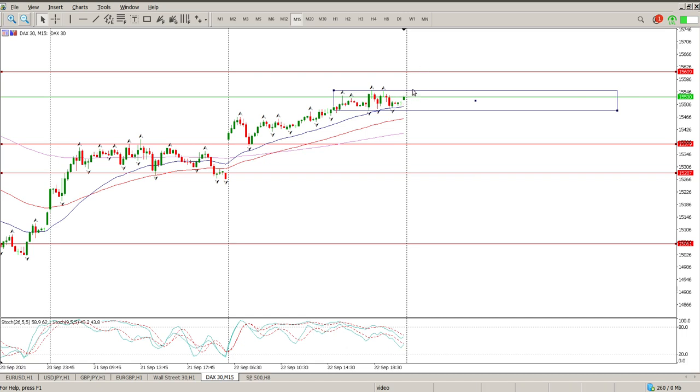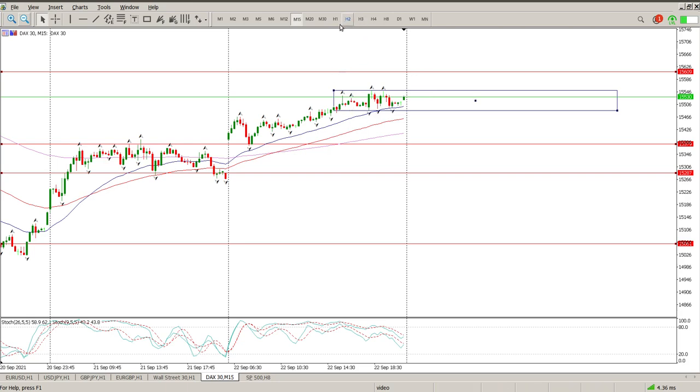The converse is true for a break to the upside. If we do start breaking the upside, there's an opportunity to get long, but a very close target at 15,609, and your stop area is below the range. So what we're looking for is a break of this range on the 15 minute. Either way, a break down, opportunity for short with a stop there, a break up, opportunity for long with a stop here. It's going to be a 50-50 call, to be honest with you.